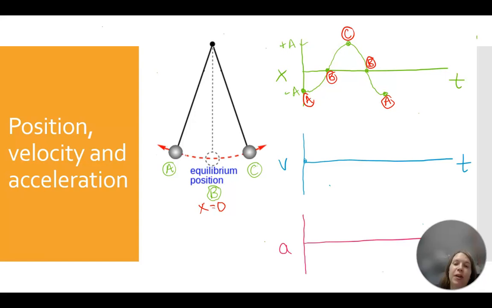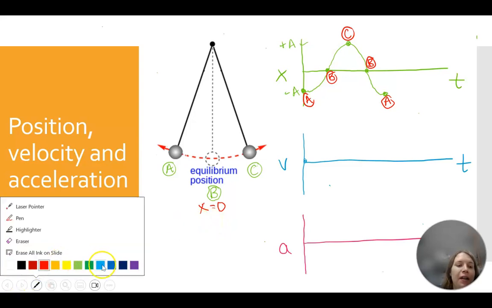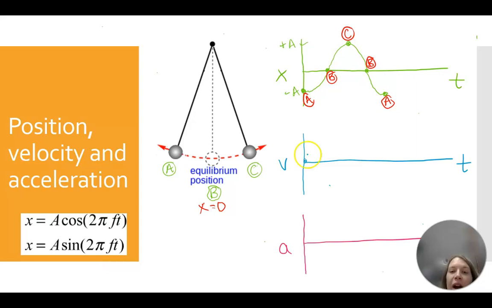Then if we think about the velocity, in your reference table there are two equations which show what the function of the position of an object in simple harmonic motion looks like with respect to time. It would either be cosine or sine, depending on where you started looking at the object in simple harmonic motion. The velocity versus time graph would have a shape where at that end point, I'm actually stopped.